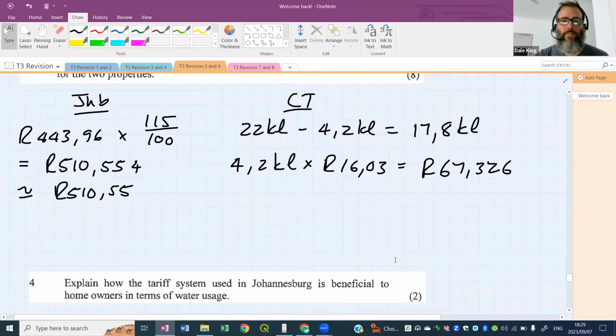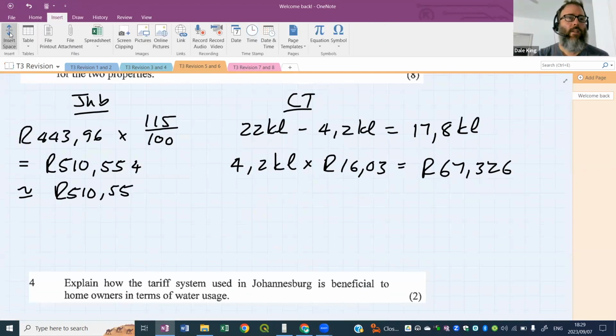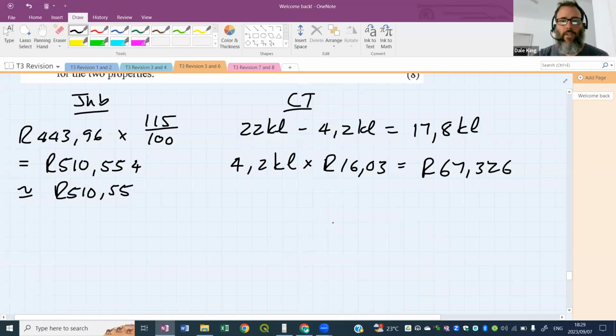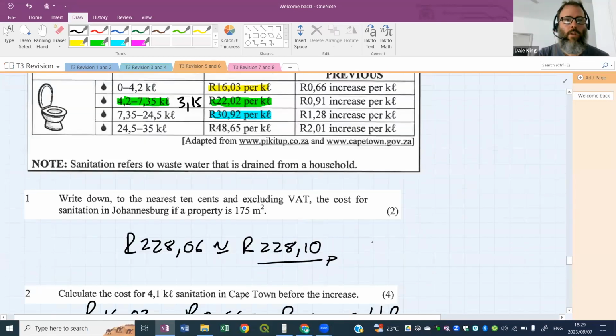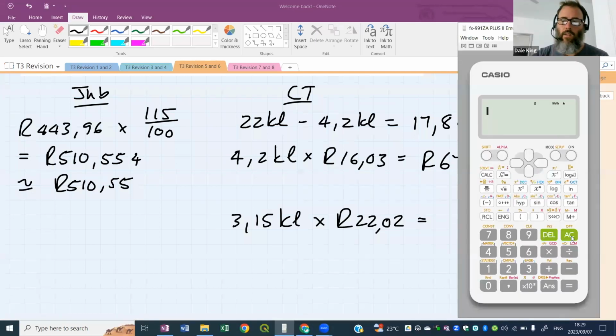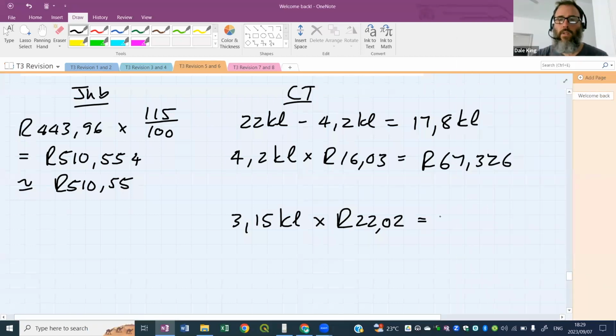I'm definitely going to go through that. So I'm going to use all 3.15. So what should I do here? You should times it by 22.02. Okay, I'm going to write that here. So 3.15 times it by 22. You said 22.02. All right. 3.15 times 22.02, 69.363. 69.363.